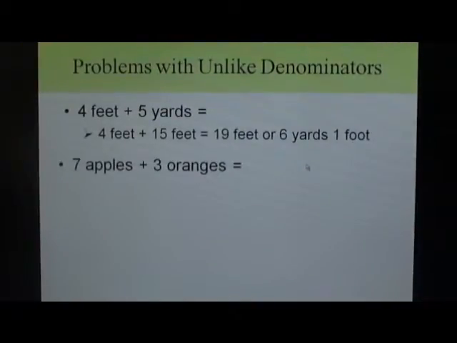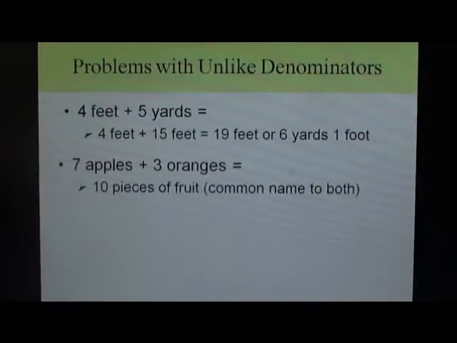Here's a classic situation. Trying to add 7 apples and 3 oranges. Well, it's easy enough to add 7 plus 3 is 10, but what would you call it? You couldn't say it was 10 apples, and you couldn't say it was 10 oranges. So you'd have to find the common ground. And the common ground would be a common word that both of these would fall into the category of. And of course, in this case, it would be fruit. So 10 pieces of fruit would be a good answer for this problem.